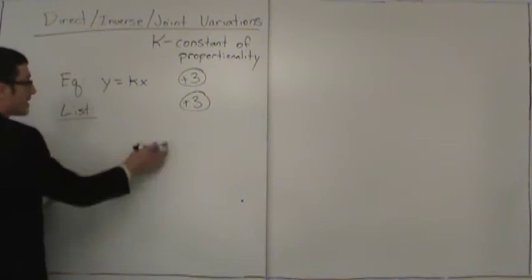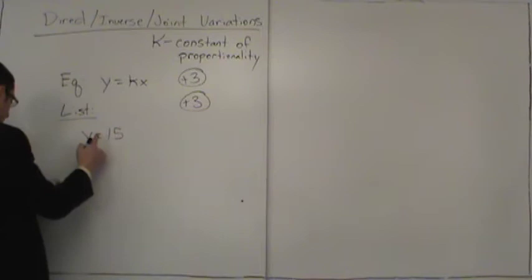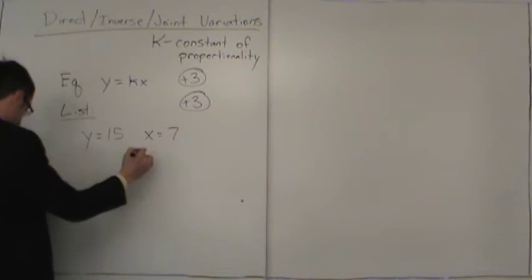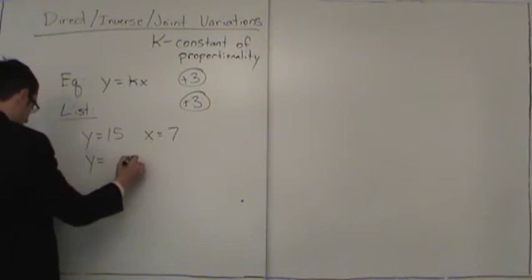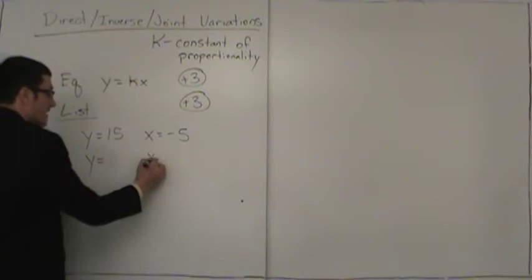So it says, if y varies directly as x, and y equals 15. Now I'm writing the list. Listen, if y equals 15 when x equals 7, find y, so y is blank, when x, I'm sorry, I read it wrong. If y varies directly as x, and y is 15 when x is negative 5, find y, so y is blank, when x is 7, okay? Now, tell students this.